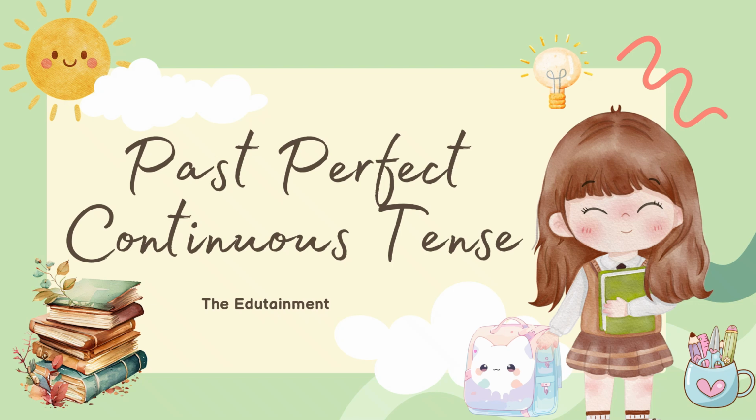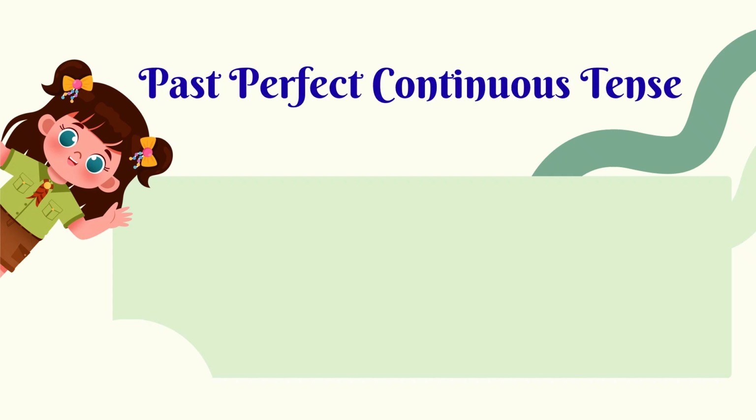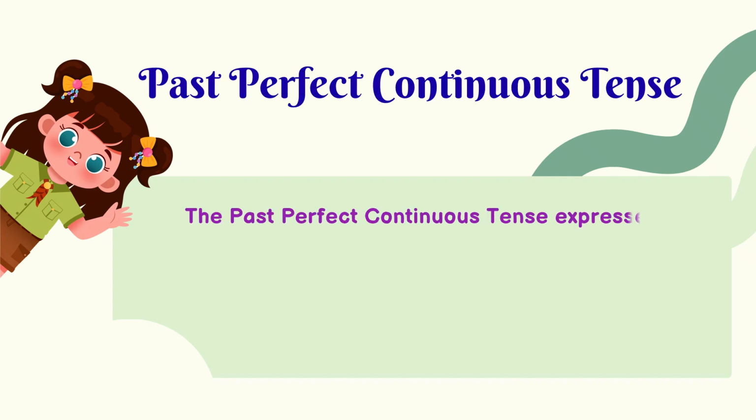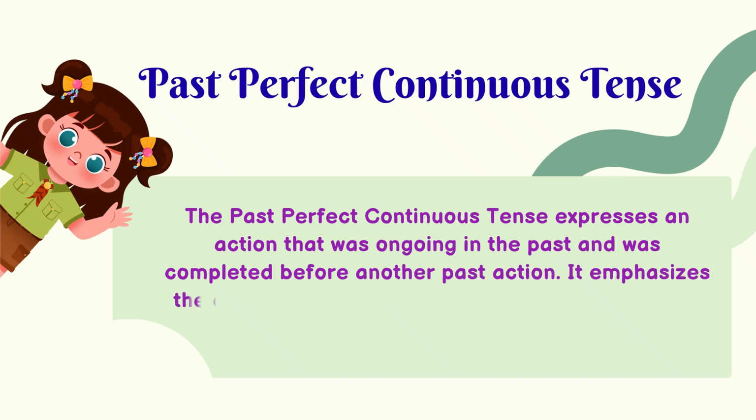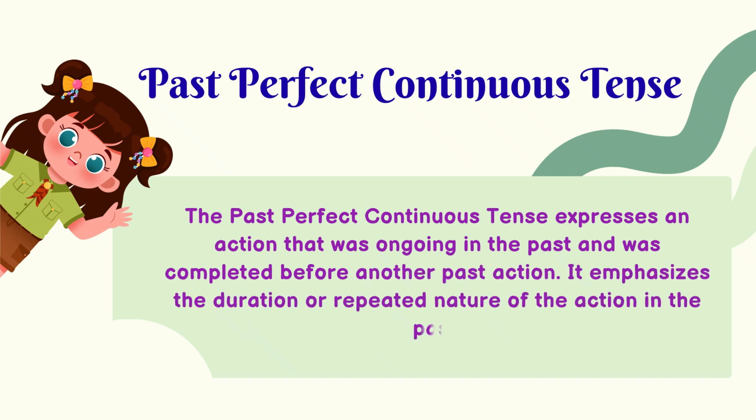Today, we are going to discuss another grammar topic that is past perfect continuous tense. Past perfect continuous tense expresses an action that was ongoing in the past and was completed before another past action. It emphasizes the duration or the repeated nature of an action in the past.